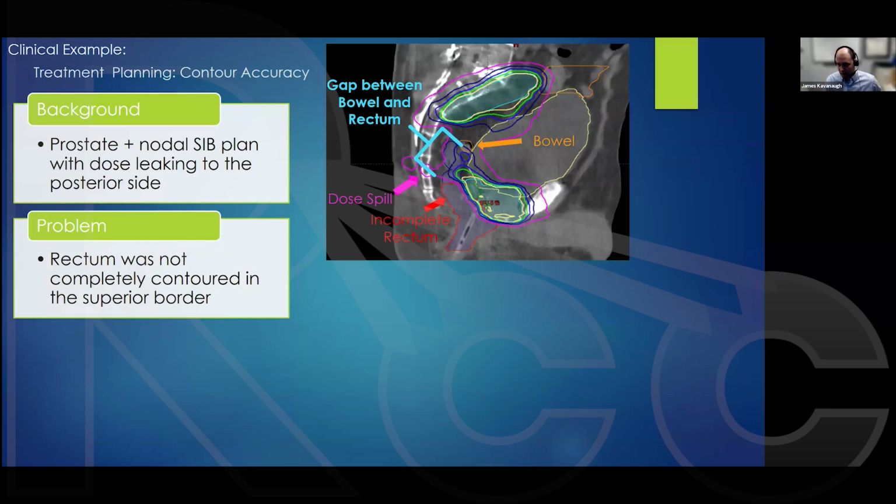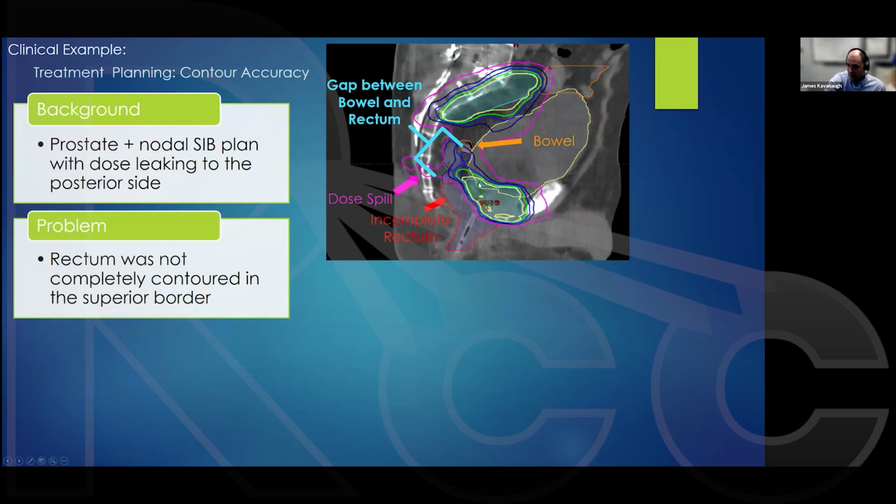This is a clinical example from my clinic previously, had a patient where the rectum was not contoured all the way to a link to the bowel. So there's a big space here. You can see in red is the original rectum contour. Way up here is the bowel. This is rectum. It's hard to see a little bit. I'll have the next slide to highlight it, but there's rectum in here that was not contoured.